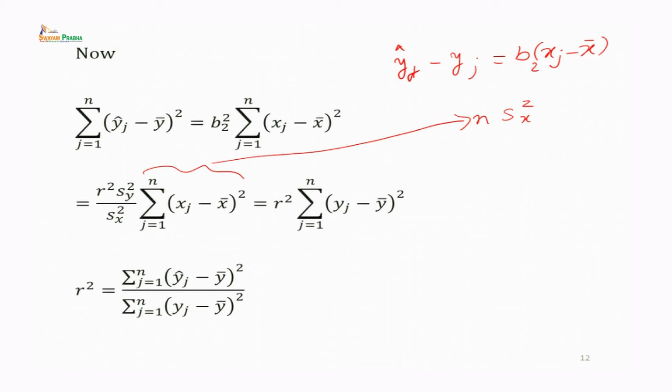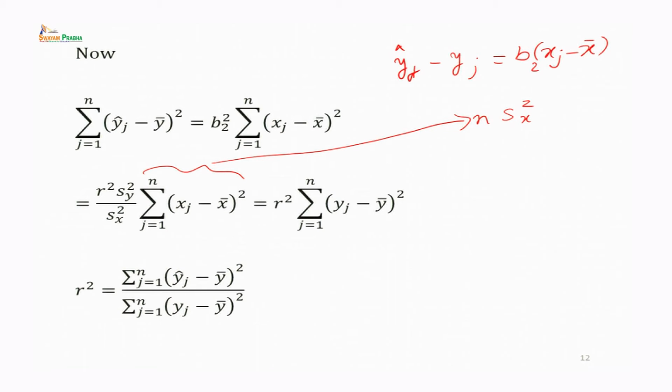So, finally, you obtain this equal to r square times summation j equal to 1 to n, (y_j minus ȳ) square, because this s_x square will cancel out, and you get n times s_y square, and n times s_y square is this quantity. Now, if you take the ratio of these two, then the ratio is equal to r square.